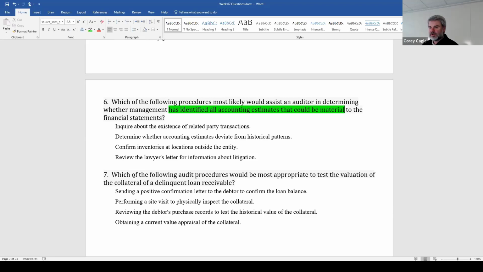But D says review the lawyer letter for information about litigation. So we're looking for all estimates being recorded. The lawyer letter, which we'll learn about in a minute, is going to identify potentially any unrecorded estimates about potential litigation, right? So this is the best answer. This one takes a lot of really deep thinking to get at. B would be the most tempting one to answer outside of D.